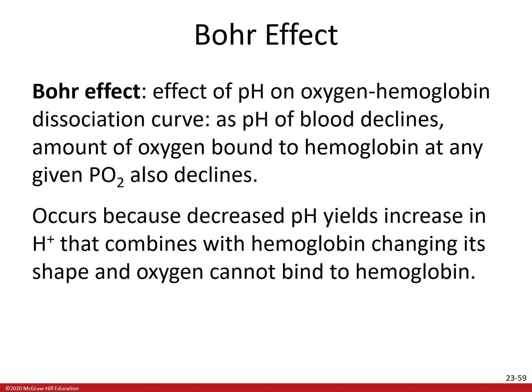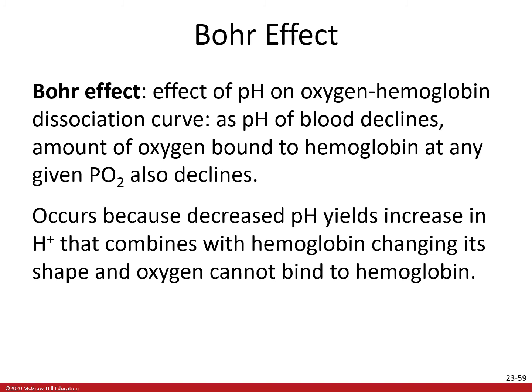So, things that can change the oxygen hemoglobin dissociation curve. The first one we're going to look at is pH, the effect of pH on the oxygen hemoglobin dissociation curve. As pH of blood declines, the amount of oxygen bound to hemoglobin at any given partial pressure of oxygen will also decline. What we call this is the Bohr effect.